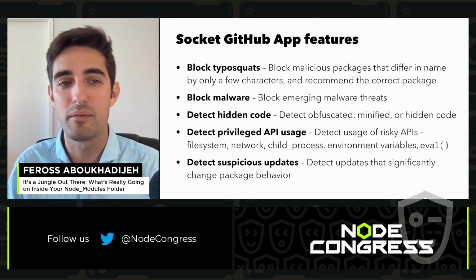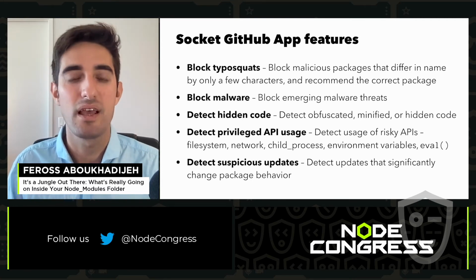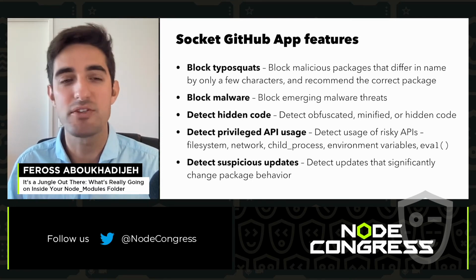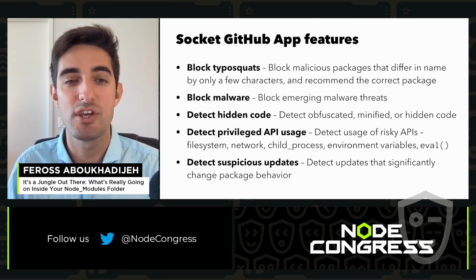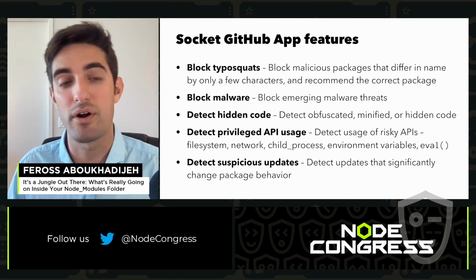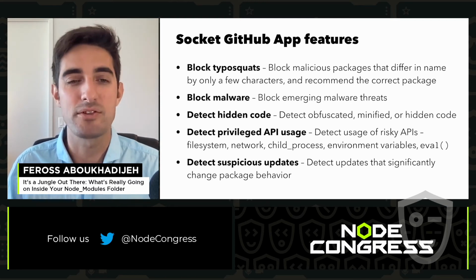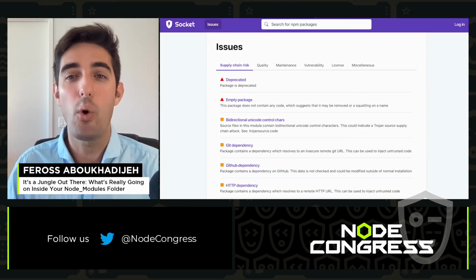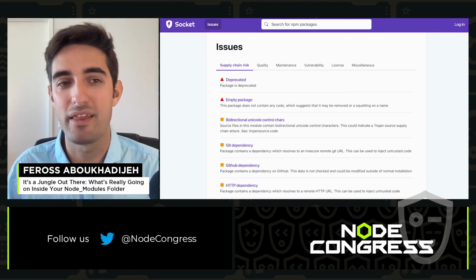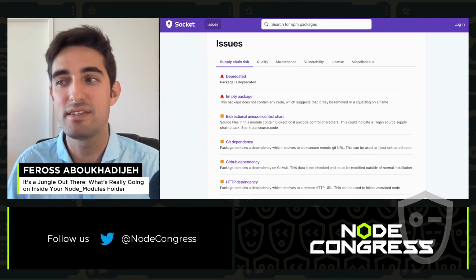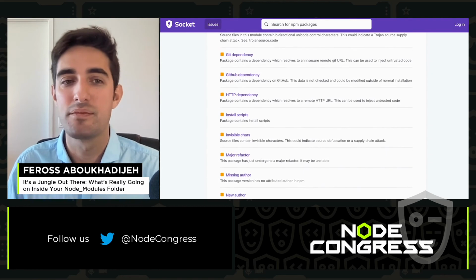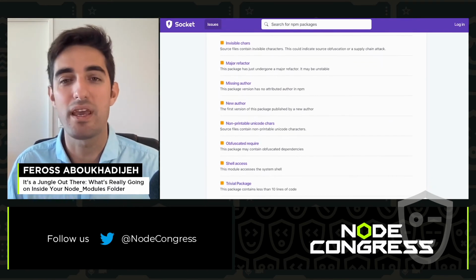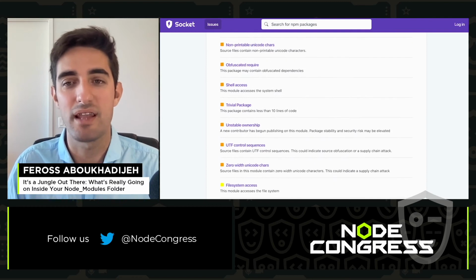So it actually can block typo squats, which as I just showed you earlier, but also can block malware, detect hidden code, detect privileged API usage, such as the use of file system, network, child process, etc. And also it can detect suspicious updates. So these are updates that significantly change the package's behavior. So we have a whole bunch of things we look for in packages. We have 70 detections in 5 different categories. So we have supply chain risk, quality, maintenance, known vulnerabilities, and license.